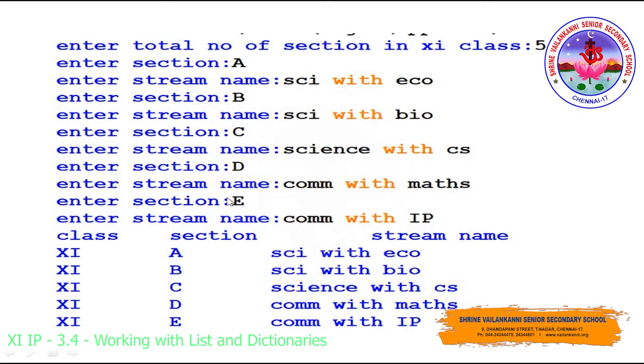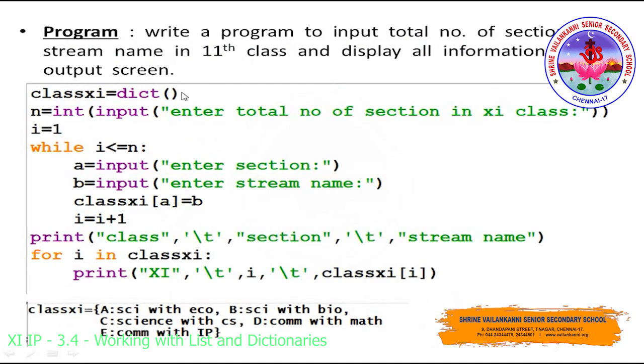So totally we have 5 sections, followed by each and every group you have to display it separately. If it is A group, you have to display the stream name, science with economics, or if it is B group, science with bio, or science with CS, commerce with maths, and commerce with IP. So you have to retrieve these inputs from the user and then you have to display everything together by making use of the dictionary data type. So let us see how to work on this particular output.